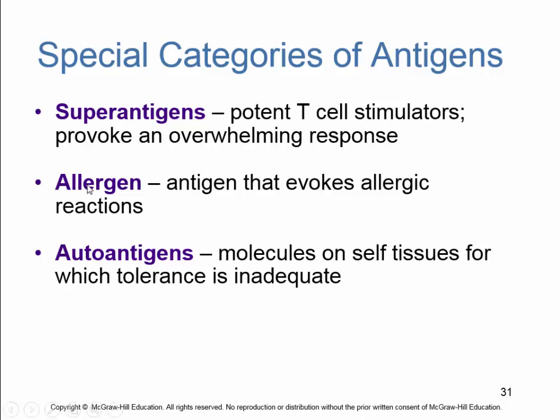Other types of special antigens are those of allergens. Allergens are antigens that provoke an allergic reaction. Autoantigens, this is when we have an autoreaction to our self molecules. This is unfortunate in the sense that it causes autoimmune diseases. It takes place when tolerance is inadequate. Tolerance is the ability of our immune cells to recognize self-proteins and elicit no response.